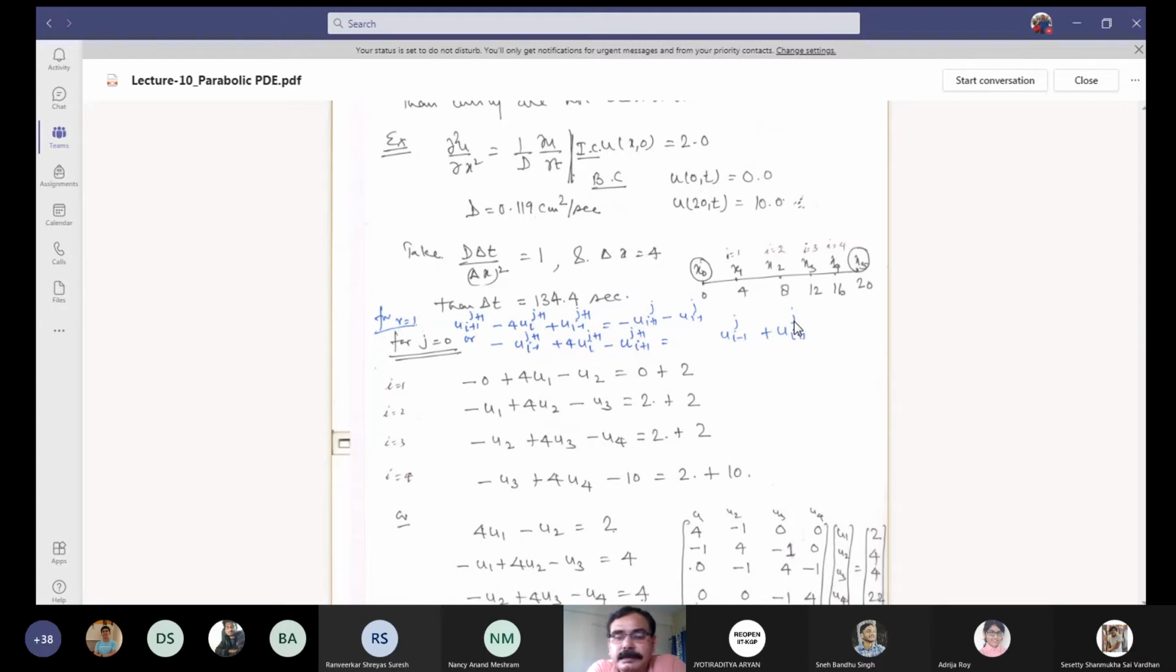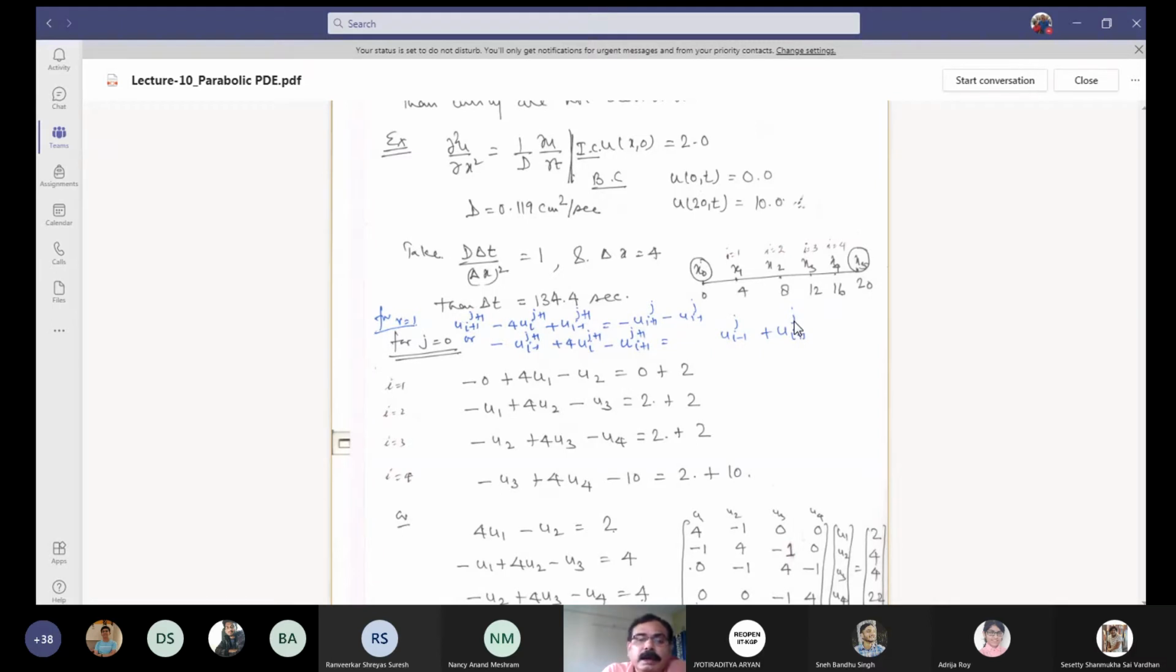Have you written that? Yes, sir. Now put j equal to 0. Write down for j equal to 0 and then i equal to 1. For j equal to 0, we'll run i equal to 1, 2, 3, 4. Up to 4 it will go. The fifth one is the boundary one.